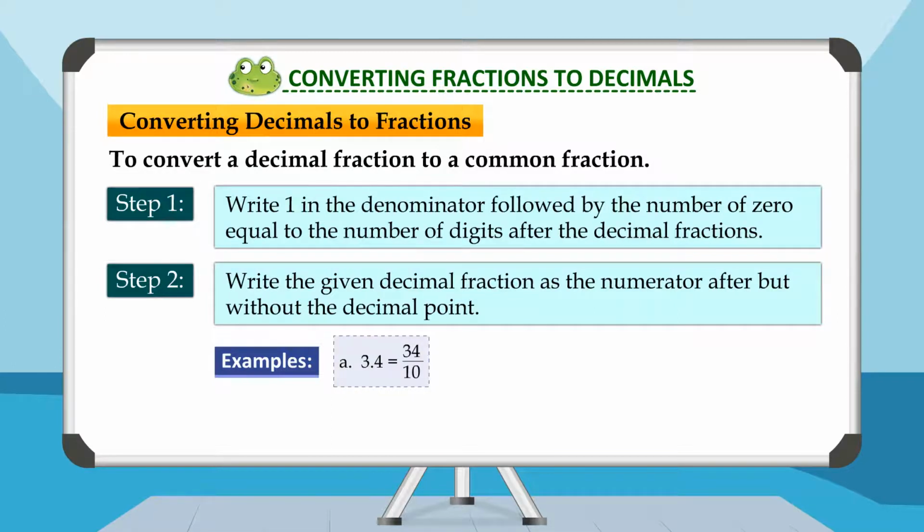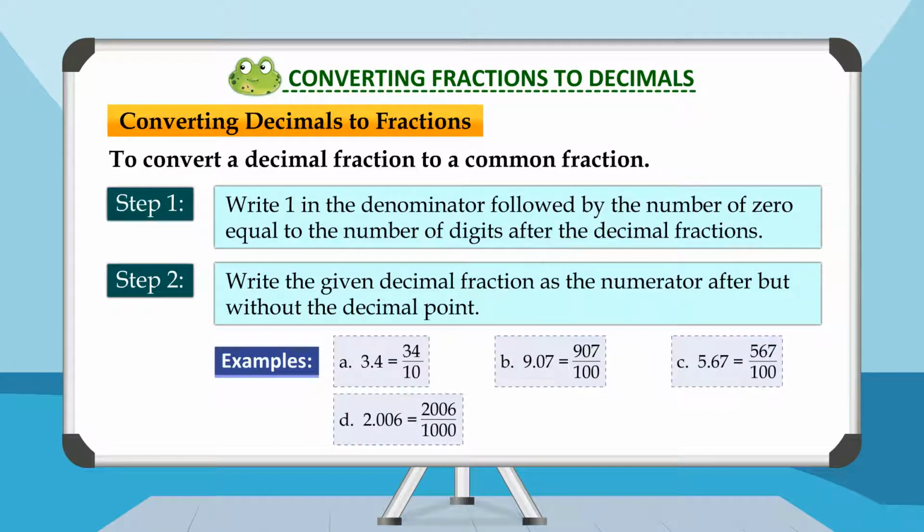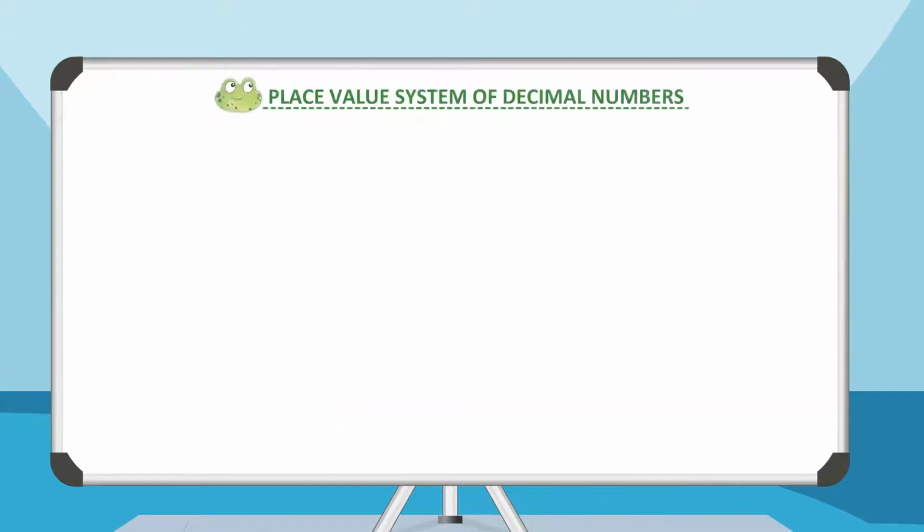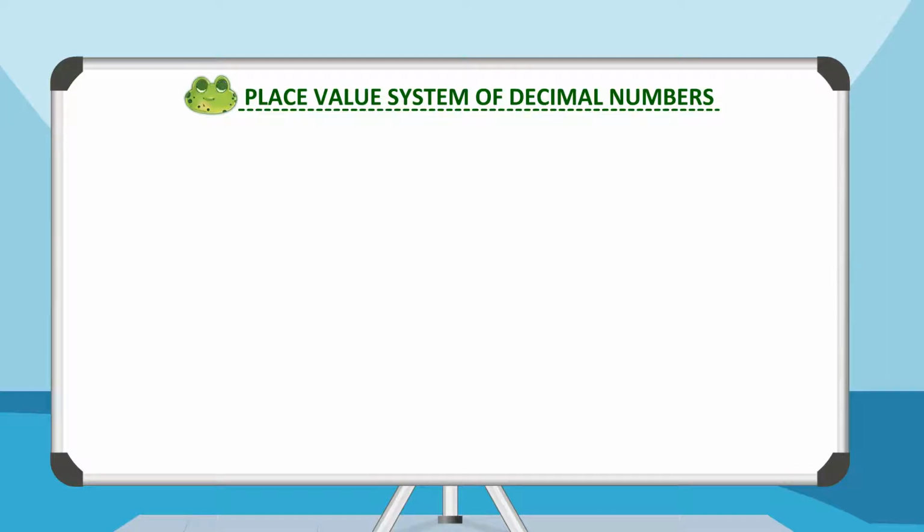A. 3.4 is equal to 34 upon 10. B. 9.07 is equal to 907 upon 100. C. 5.67 is equal to 567 upon 100. D. 2.006 is equal to 2006 upon 1000. E. 5.475 is equal to 5475 upon 1000.